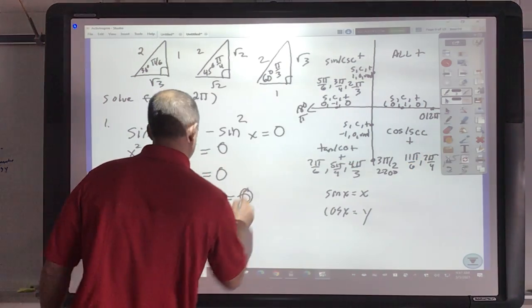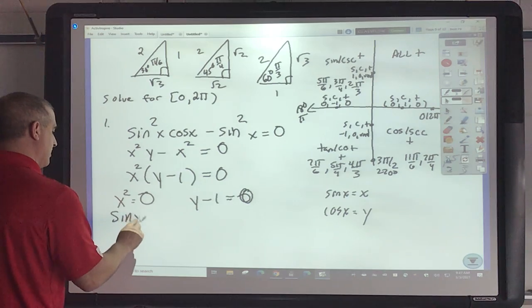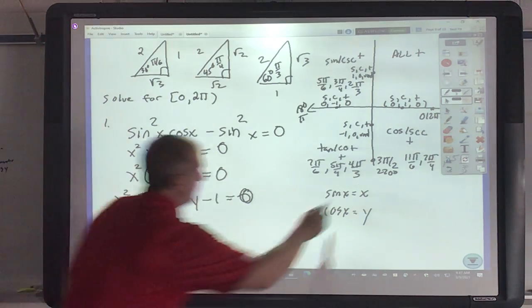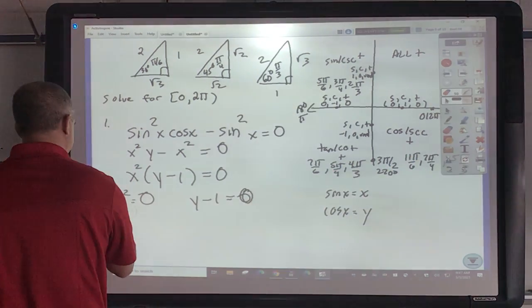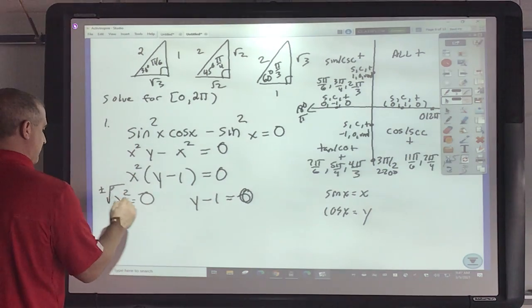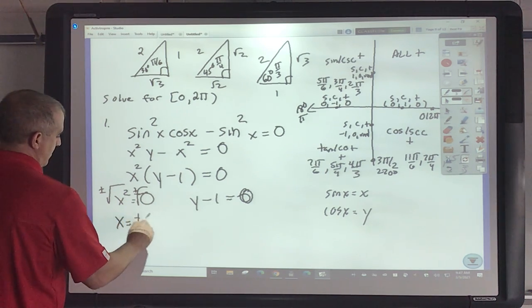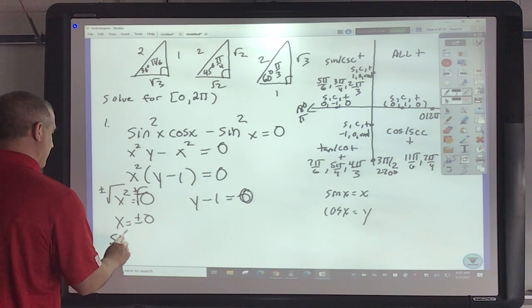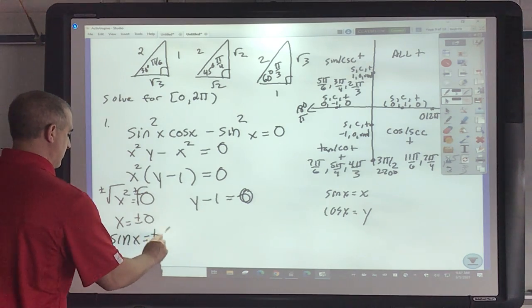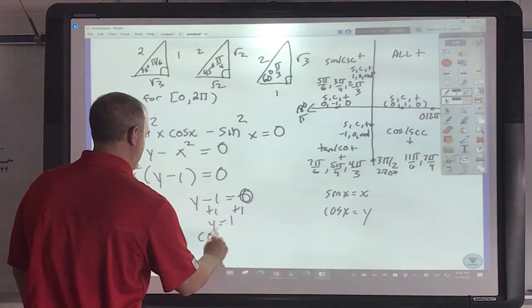Sorry. All right, so I will bring back sine of x. So I take the square root of here, plus and minus, take the square root plus and minus. That would just be x equals plus and minus 0. Bring back sine. Add 1 over here. Y equals 1, bring back cosine.